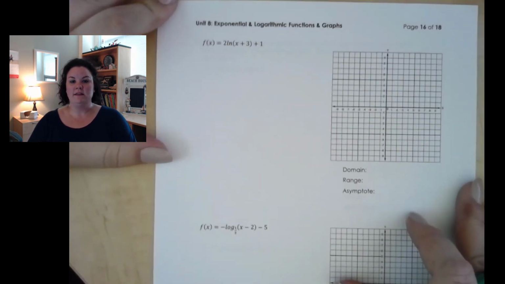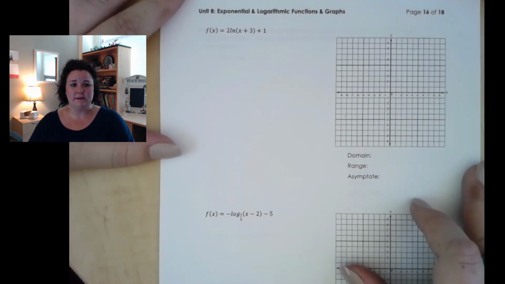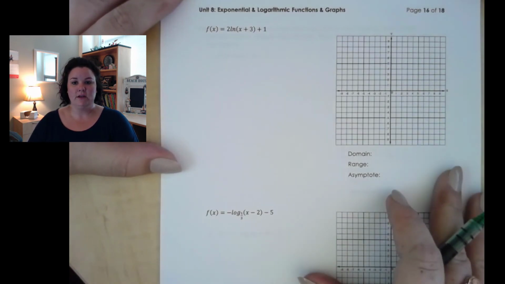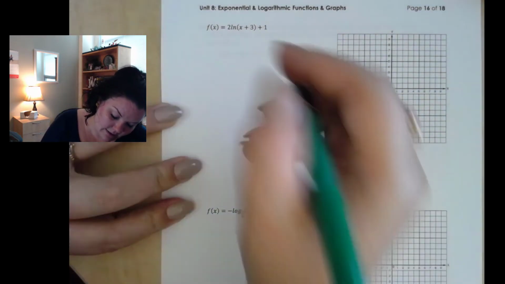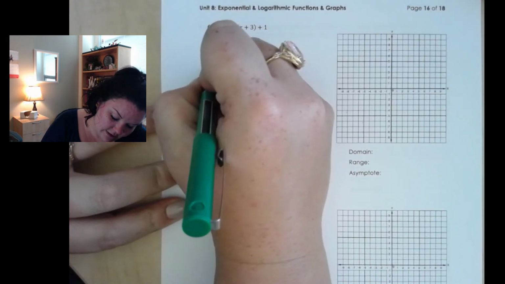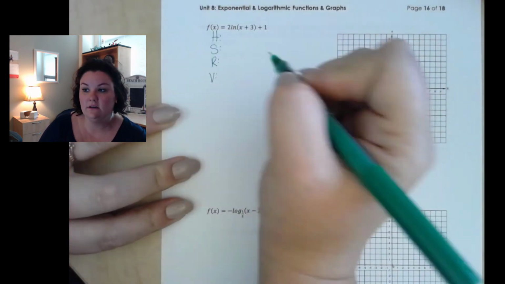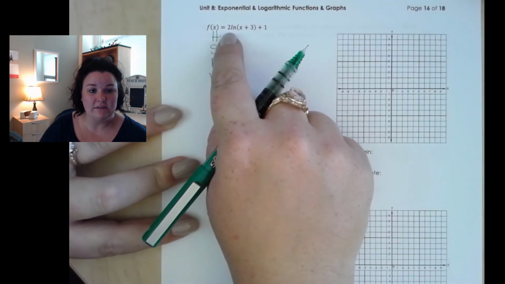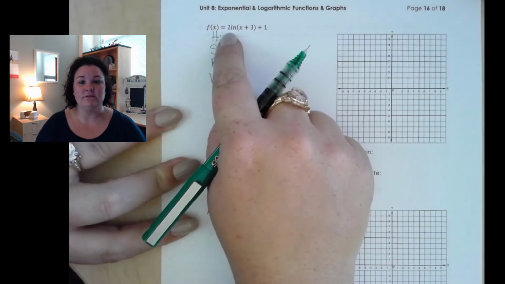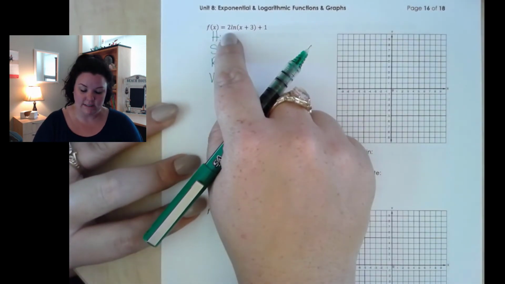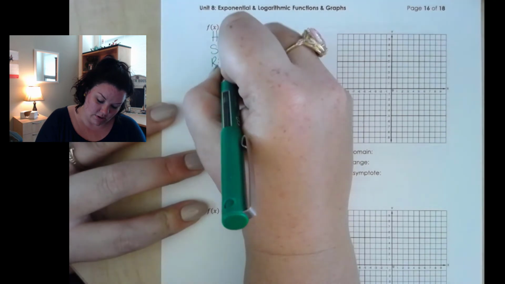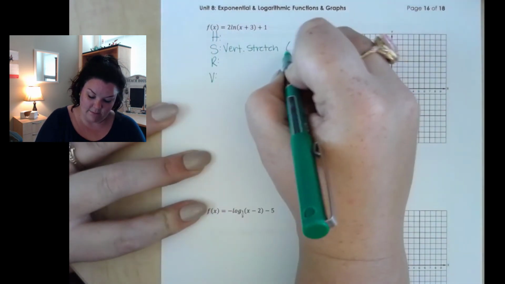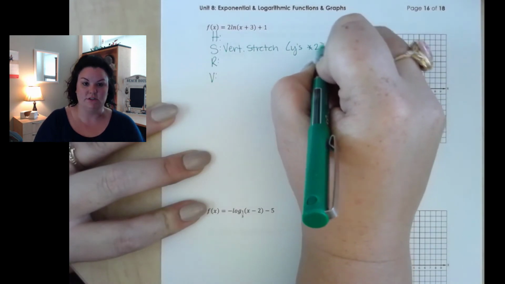All right, so on this first one, and again, if you need more writing space than this, you're welcome to put more paper in or work on the back or whatever works for you. I'm going to go ahead and identify my HSRV shifts. So I see the 2 out front, that's multiplying outside the function. So multiplying outside the function is going to affect my y's. That's going to be a vertical stretch. So I'm going to take my y's and multiply by 2.